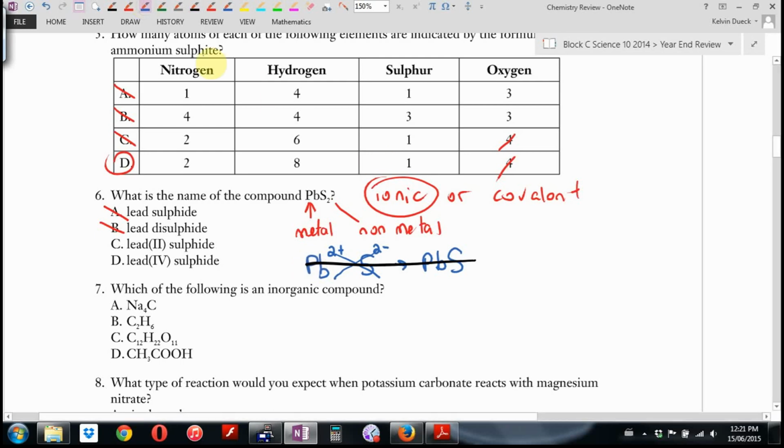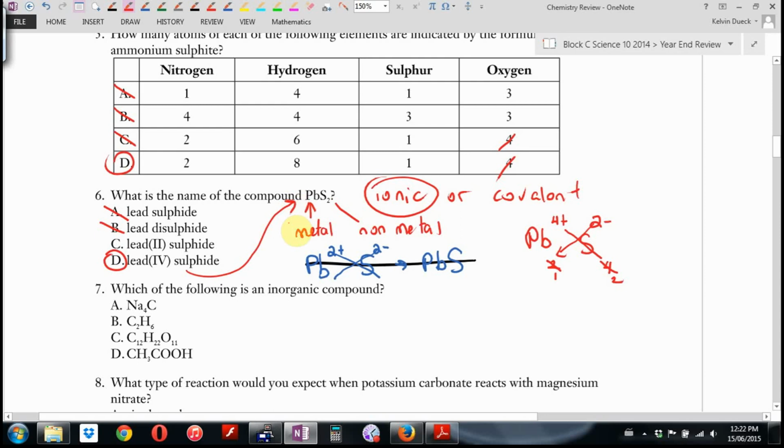Oh yeah, now I'm feeling good because the other option is Pb4 plus, and you said sulfur is 2 negative, and when I crisscross, I'll get a 4 there and a 2 there. But remember, it wasn't just crisscross, it was crisscross and what? Reduce. When I reduce, the 4 becomes a 1, the 2 becomes a 2. That is the formula for lead 4 sulfide.